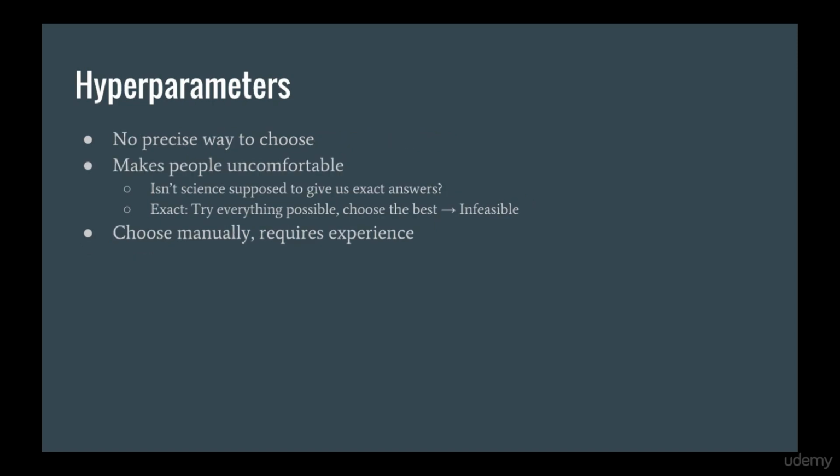So how do you choose the correct hyperparameters? Well, I would first like to start by saying that there is no precise way to do this. I know this makes a lot of you uncomfortable. How can this be science if there's no exact answer to something? Well, you could obviously write your own program to test every single possible value, but you can imagine how that might be prohibitively slow, in fact, just infeasible.